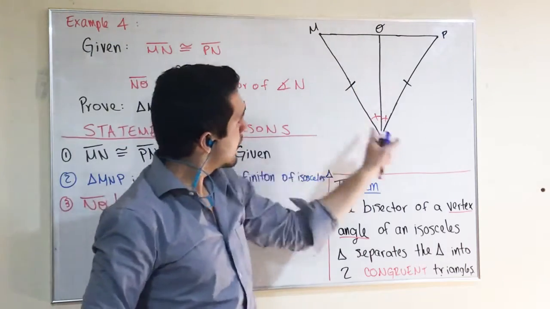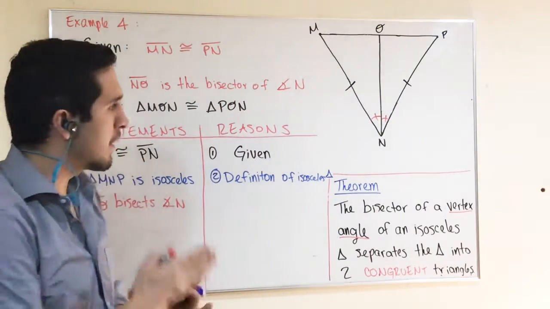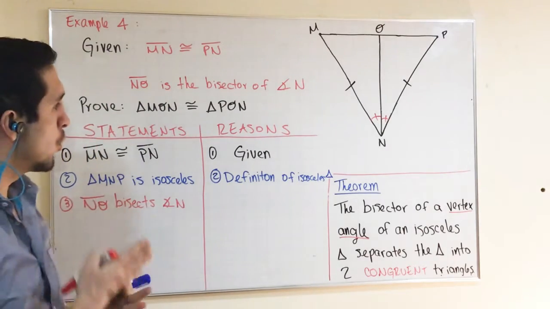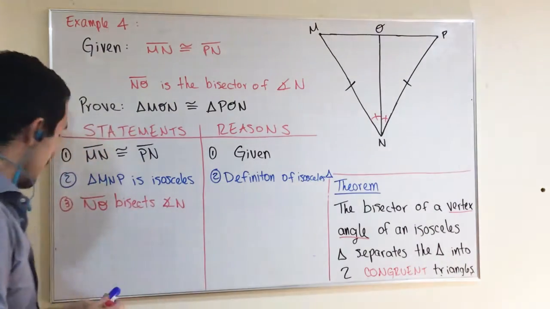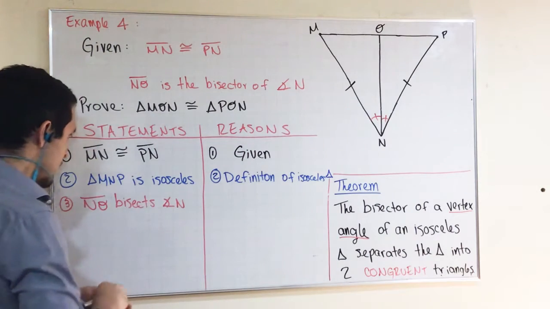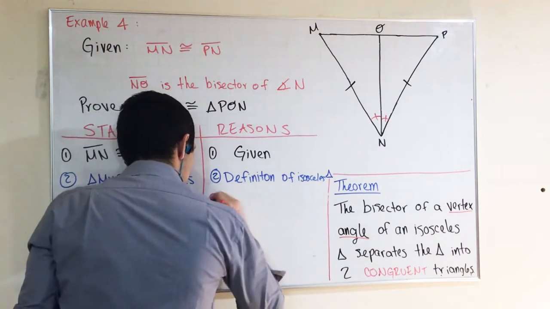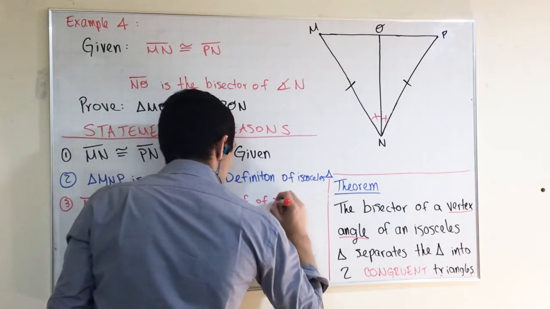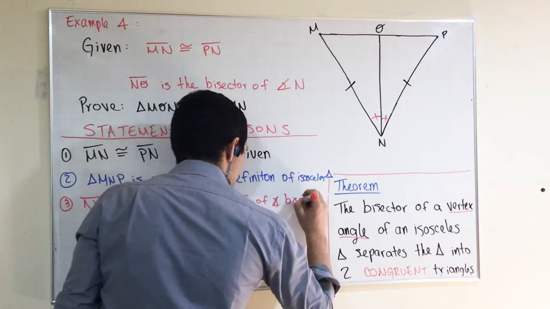This angle and this angle should be congruent, because remember that the definition of bisector is a line that divides an angle into two equal parts. Okay? So what is the reason for that? Definition of angle bisector. Awesome.